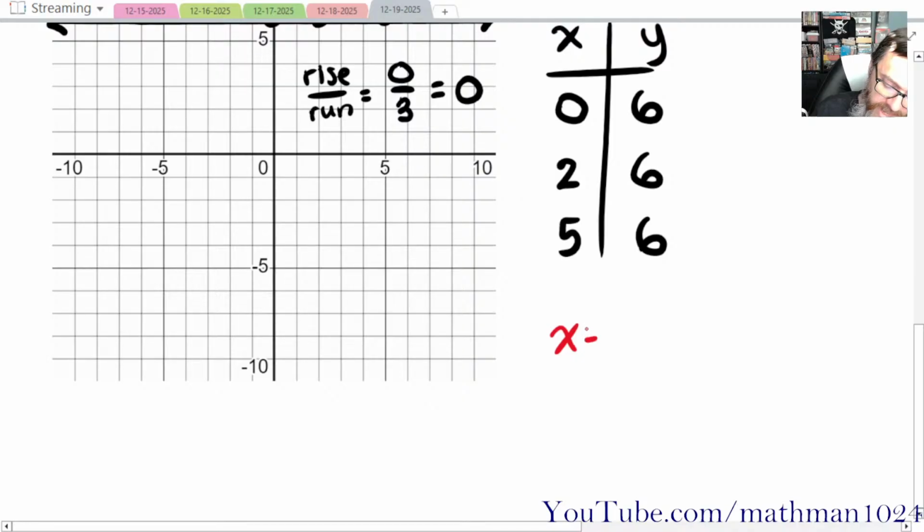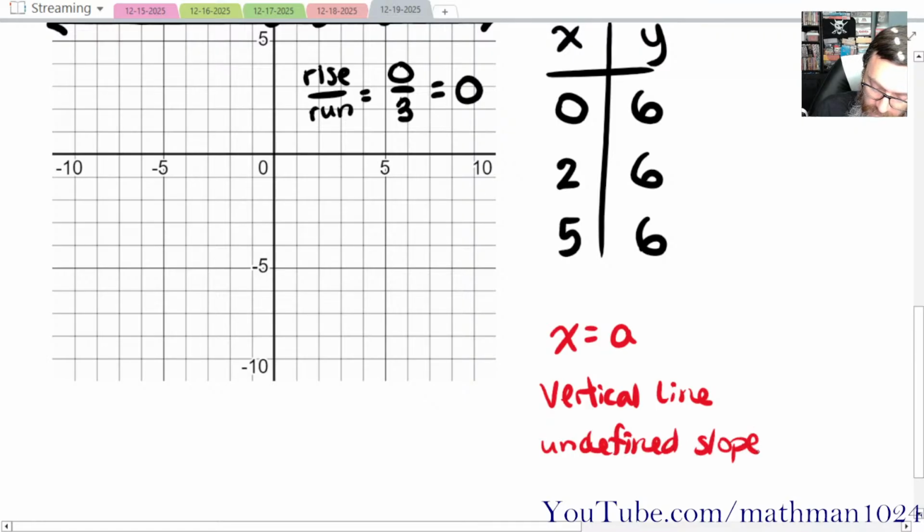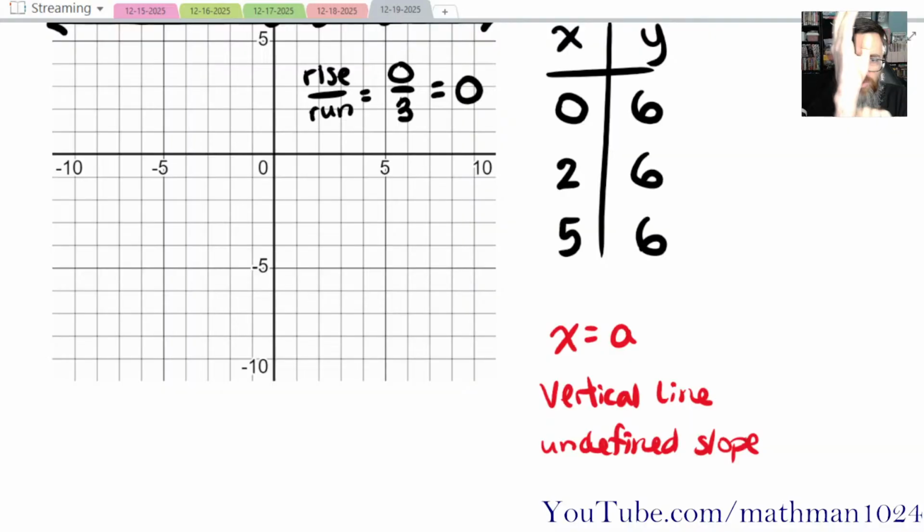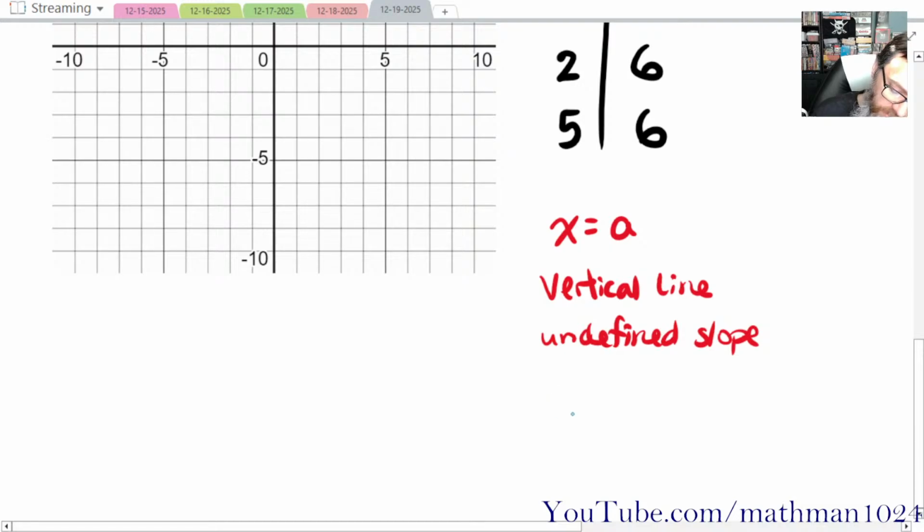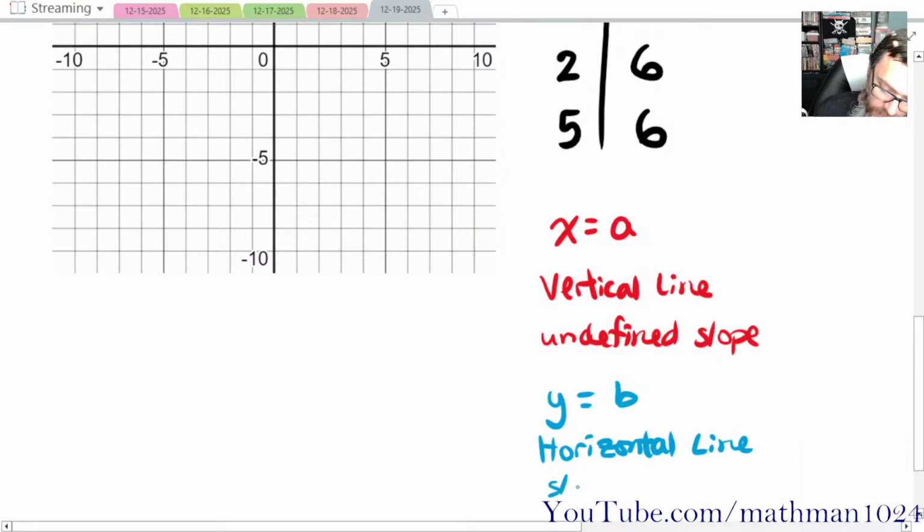When you have just x equal to a number, this is going to be a vertical line, and you're going to have an undefined slope. Because it's going up and down, and sure, there's rise, but there's no run. So you're dividing by 0, which makes it undefined. But if you have y equal to a number, like y equals b, you have a horizontal line, and you have a slope of 0.